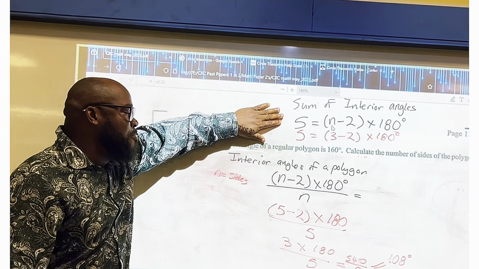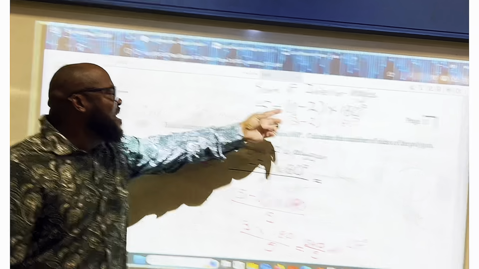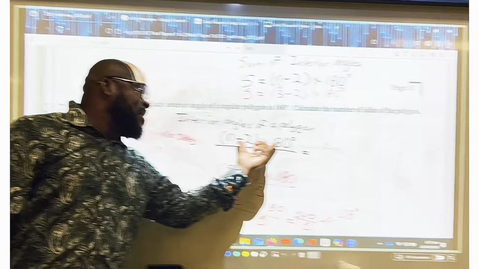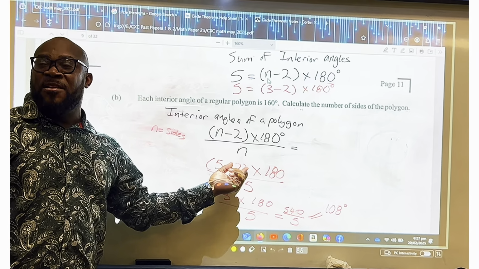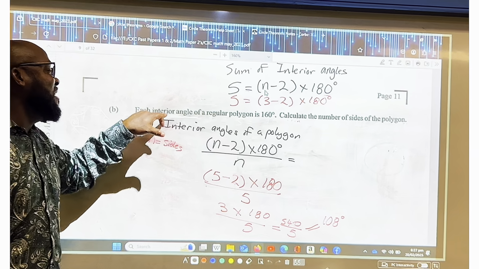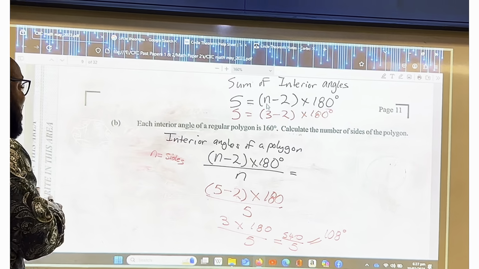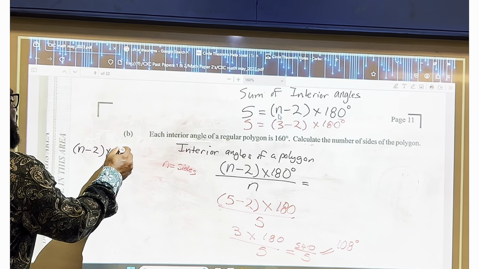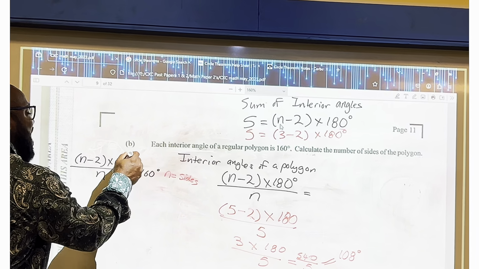So this is to find the sum. You realize this is on top? Everybody realize that this formula is on top. So to find the sum is this. To find the angle within, you simply divide everything by the number of sides. You see that? Good. So here is the question I'm asking you now. Each interior angle of a regular polygon is 160. So we're going to use this formula here. I'm going to write it back. n minus 2 times 180 divided by n equals 160 degrees. You see that?